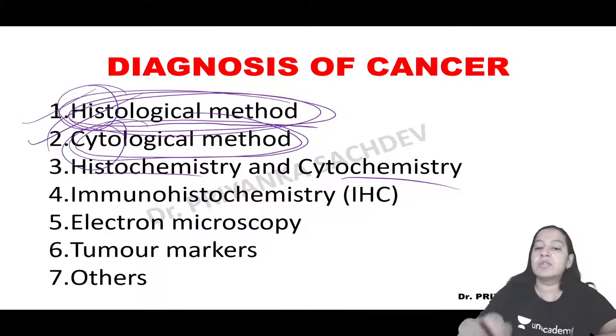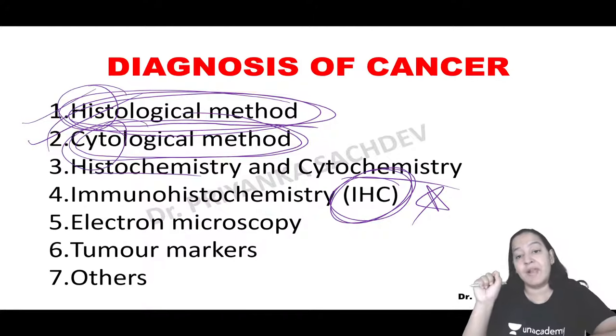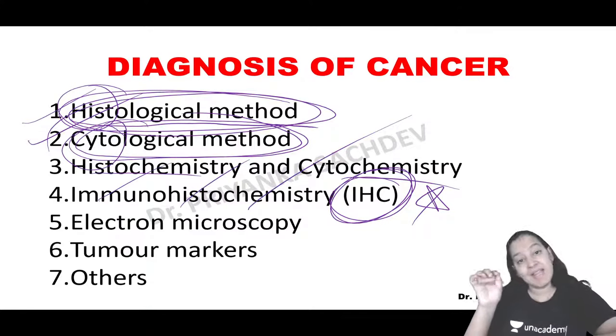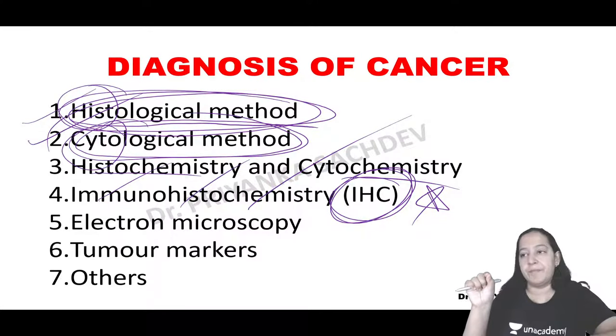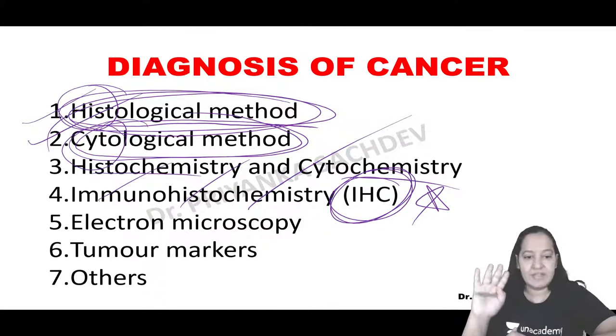Don't worry. The fourth is IHC. Very, very important nowadays. In this molecular era, this IHC investigation is really very important. The full form of IHC is immunohistochemistry. It is the latest technique, and nowadays questions are coming from the latest techniques in your competitive exam. So you should be aware of these terminologies. So what is immunohistochemistry? I will tell you what it is.